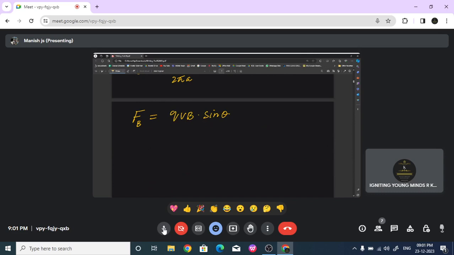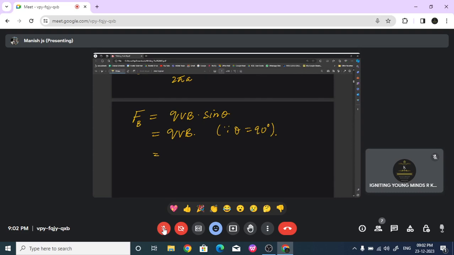And here, theta is basically going to be 90. Whenever you find a circular path, velocity is always tangential, right? So it will be making an angle of 90 only. So it is as good as QVB. Sin 90 is 1, since theta is 90 degrees. Substitute the values.